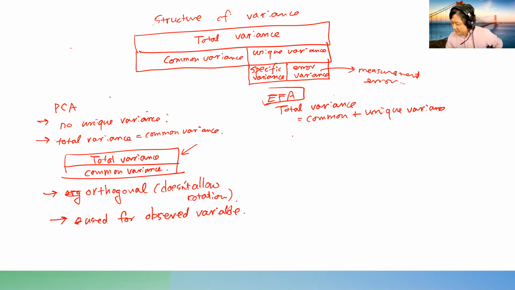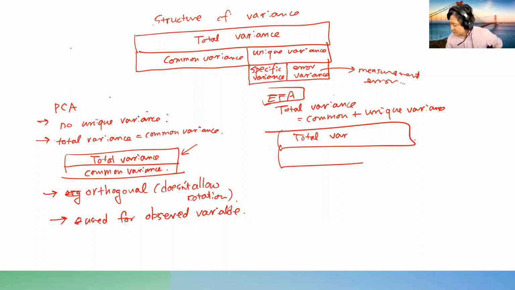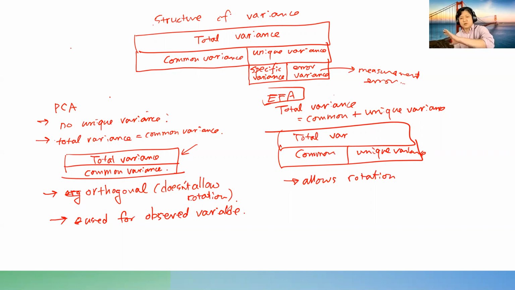Okay, so this is total variance. This is common variance and unique variance, right? And then it allows rotation. Even though we rotate the principal axis, it can still retain the variance of each axis in EFA analysis. And also it is used for latent variables.